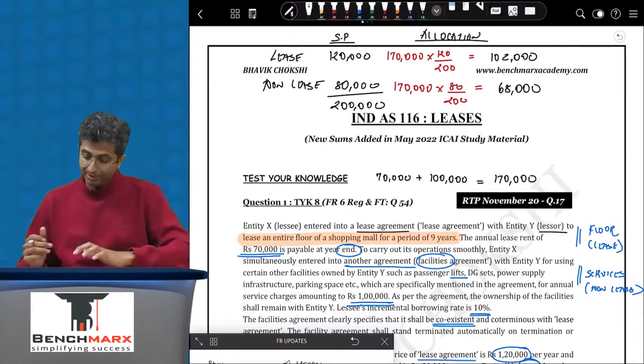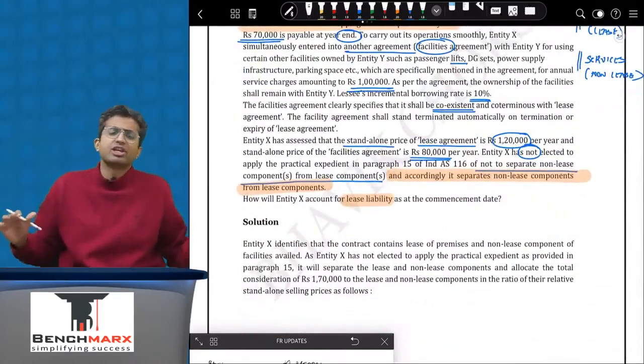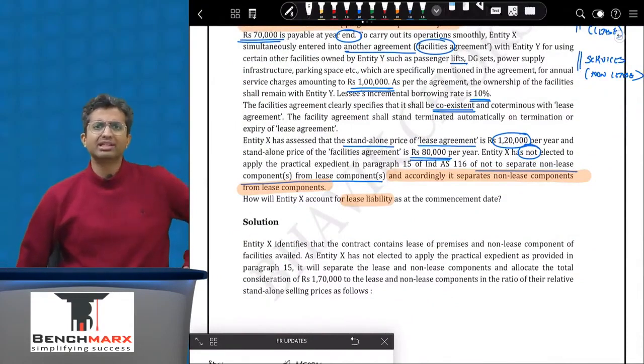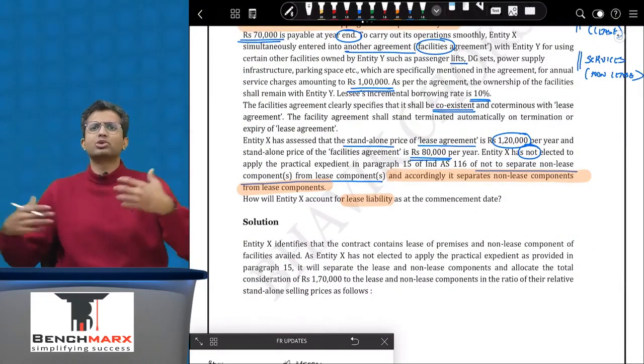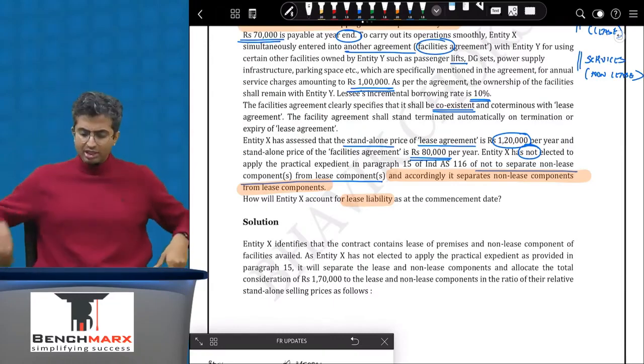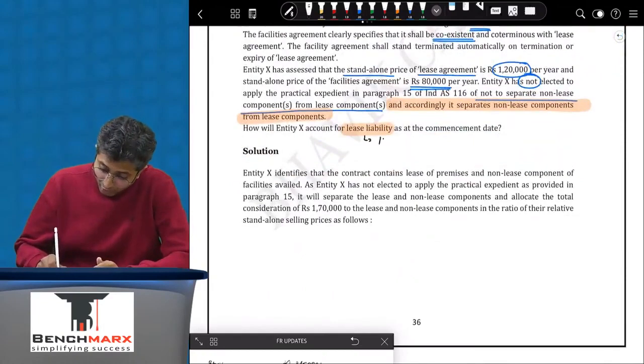We have decided to separate them out, and as a result, for the facilities, Ind AS 116 will not apply. Regular accounting standards will apply, whereby you will recognize the expense as and when incurred. That is, 68,000 will be recognized as an expense as and when it is incurred. However, for the remaining 1,02,000 you will create a lease liability. Lease liability will be created for 1,02,000.